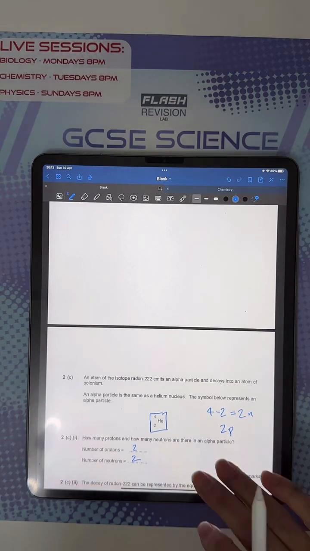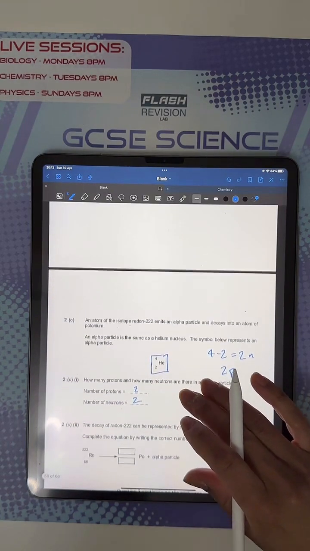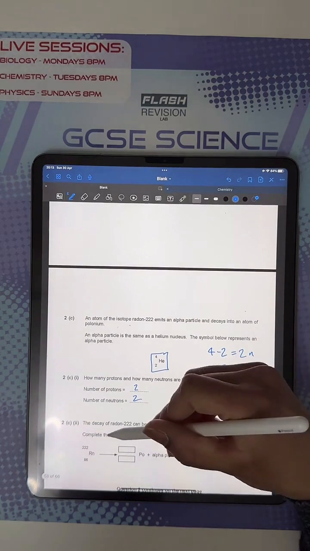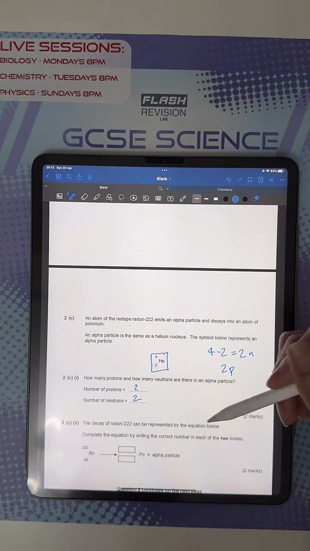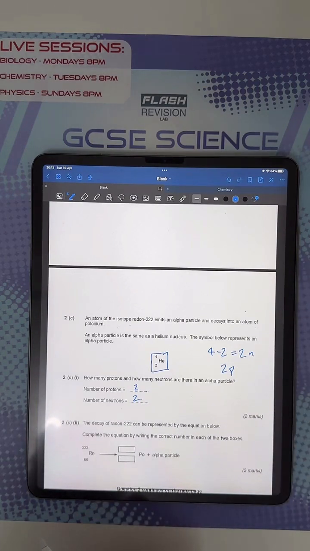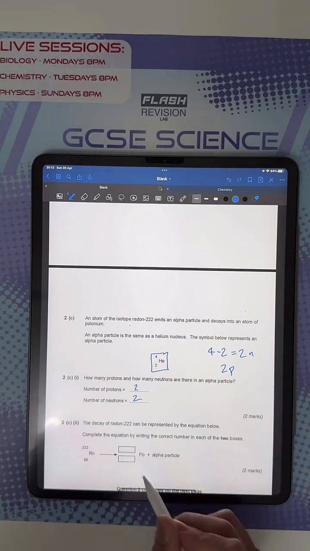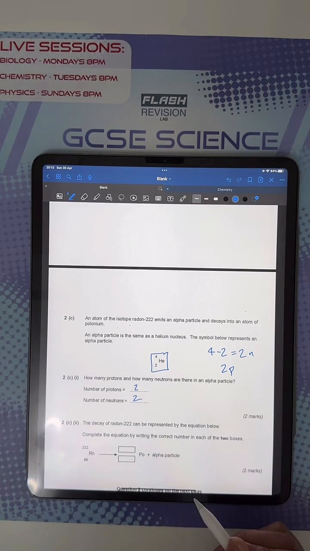Excellent. Right, on to the next one. Here we have nuclear equations. We have the decay of radon 222. Complete the equation by writing the correct number in each of these 2 boxes. We've got the radon here and an alpha particle, so you need to fill in the gaps. I'll keep scrolling back up, and at the end I'll give you a chance to screenshot everything. Don't worry.